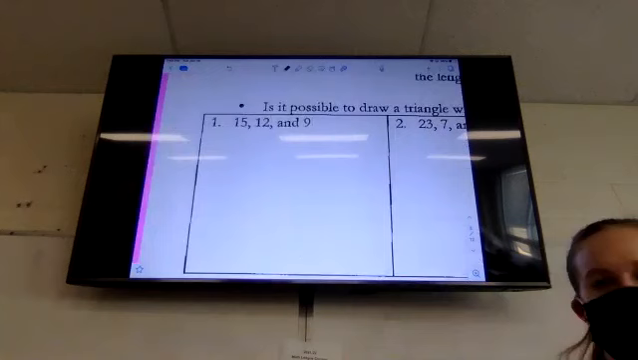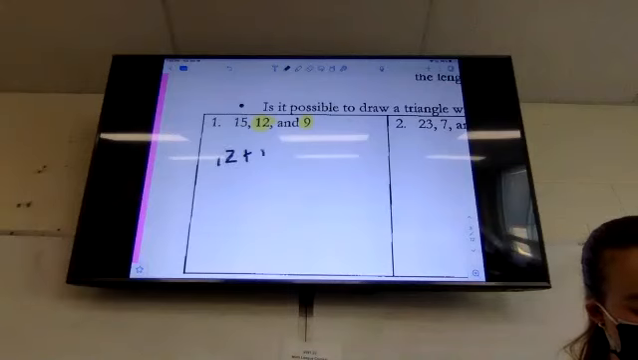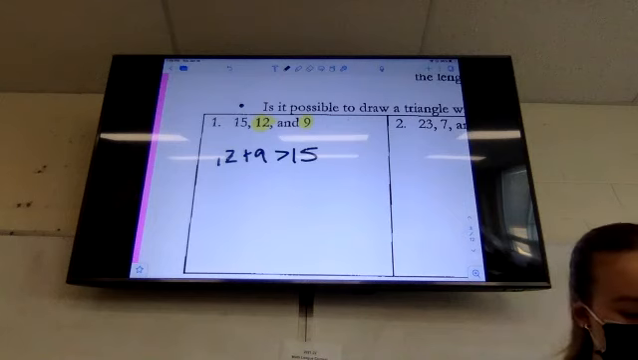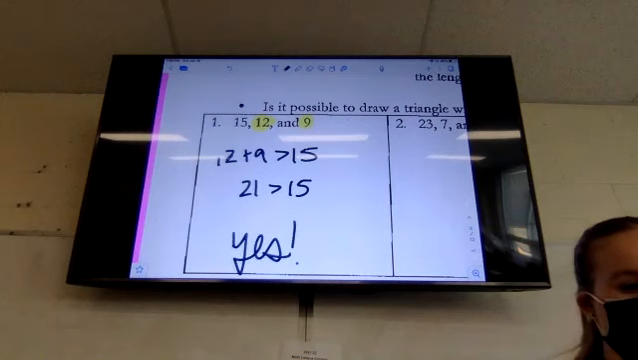What are the 2 smallest segments here? 12 and 9. Okay, so I'm going to see if 12 plus 9 is bigger than 15. 12 plus 9, is that bigger than 15? Yep. What is it? 21. 21 is bigger than 15. We're going to say yes. You can have a triangle in here.